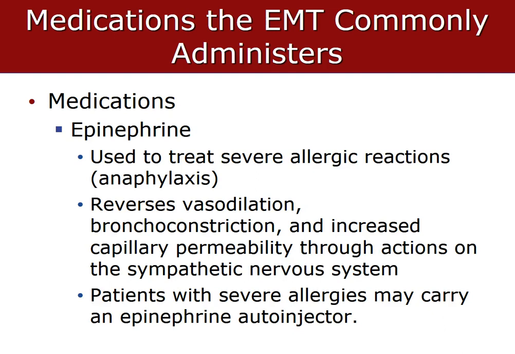Epinephrine constricts the vessels, which is an alpha 1 and alpha 2 effect, increasing the blood pressure. It dilates the bronchioles, which is a beta 2 effect, allowing the patient to move more air into the alveoli. And it decreases capillary permeability, which is an alpha 1 and alpha 2 effect, reducing the leakage of fluid.